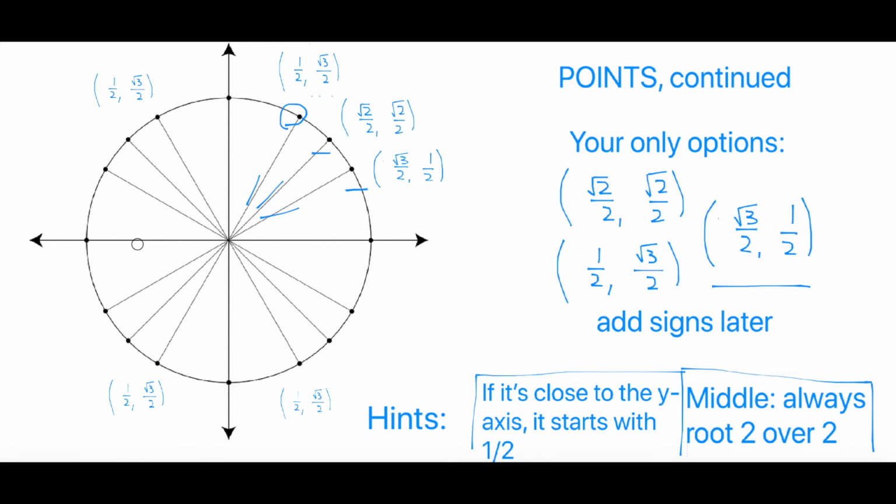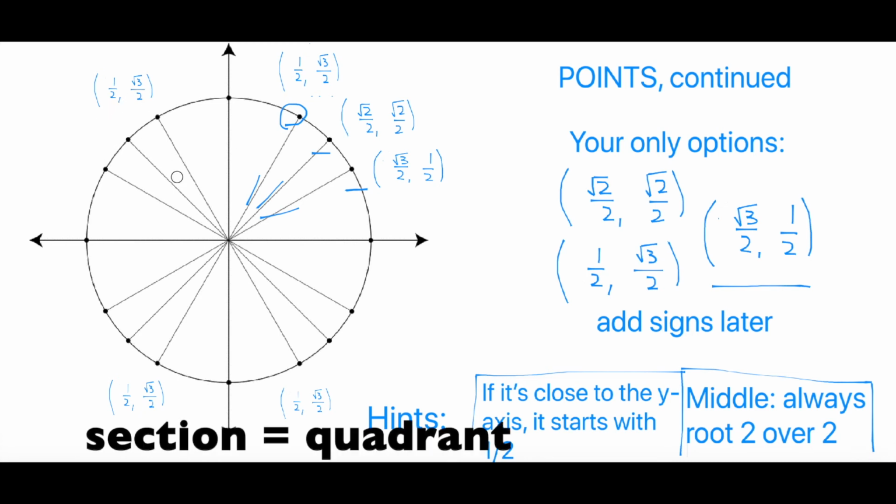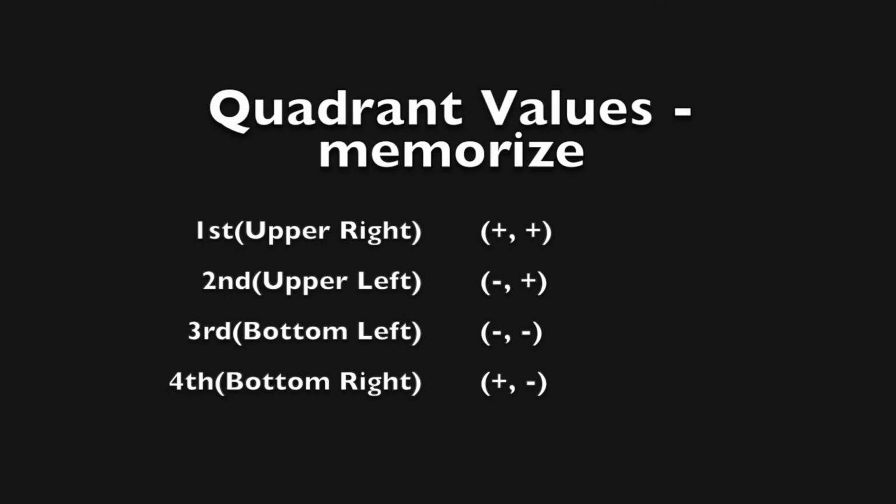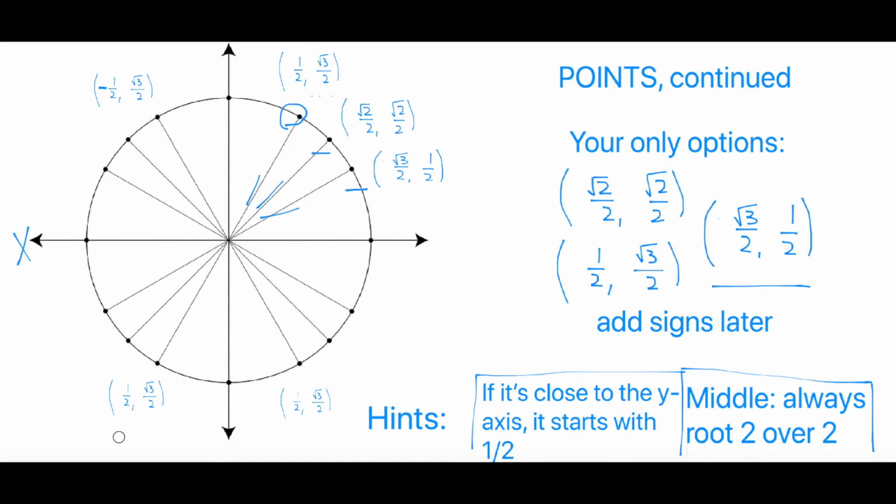So this section, negative x, positive y. That just means this will be negative. This section, negative x and negative y, they're both going to be negative. This section, positive x, negative y. This is going to be negative.